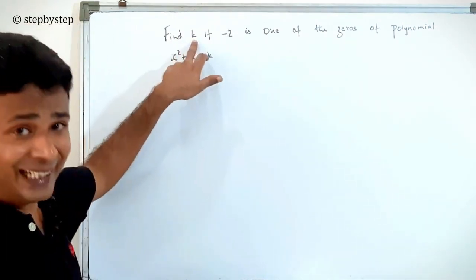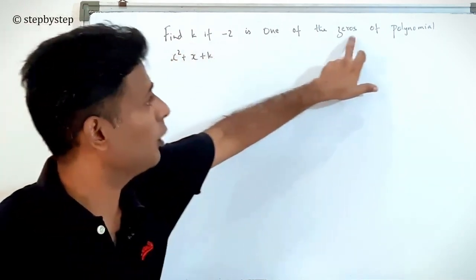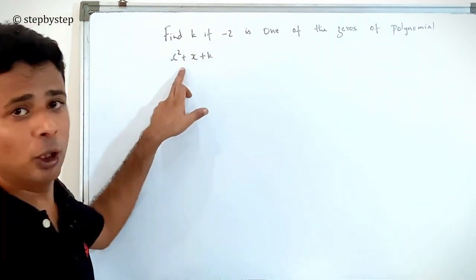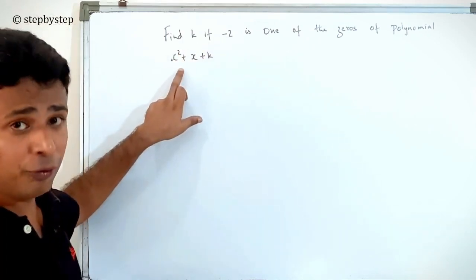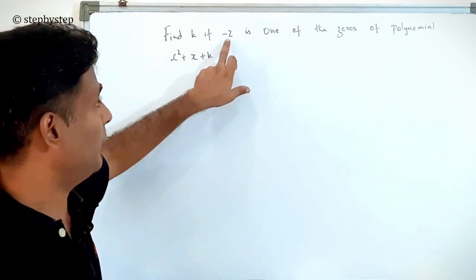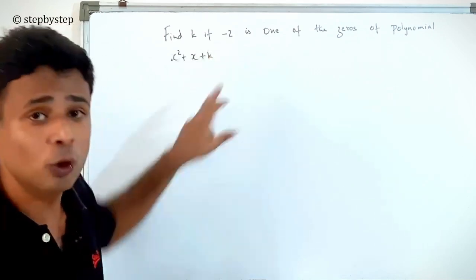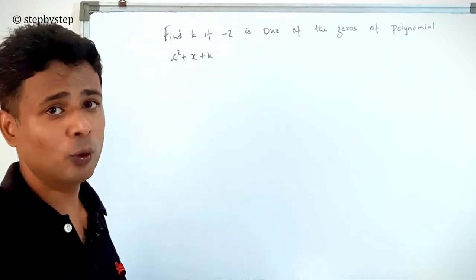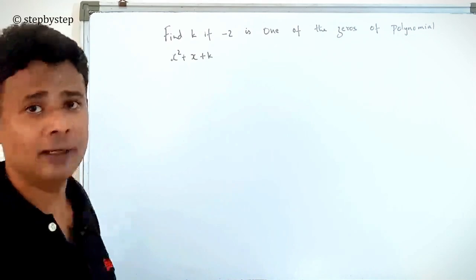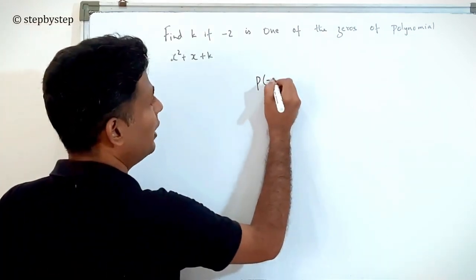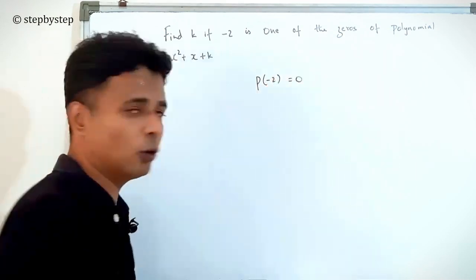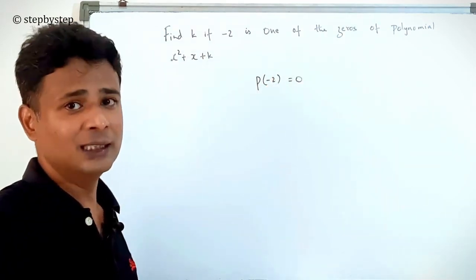Now one more problem of the similar kind we will solve. They have asked us to find k if minus 2 is one of the zeros of this polynomial. Which means they have told us minus 2 is a zero of this polynomial. Which means when I put minus 2 instead of x, this whole thing should become equal to 0. And they have asked us to find k. One unknown, one equation. So we have p of minus 2 equal to 0, because they have told us minus 2 is a zero.